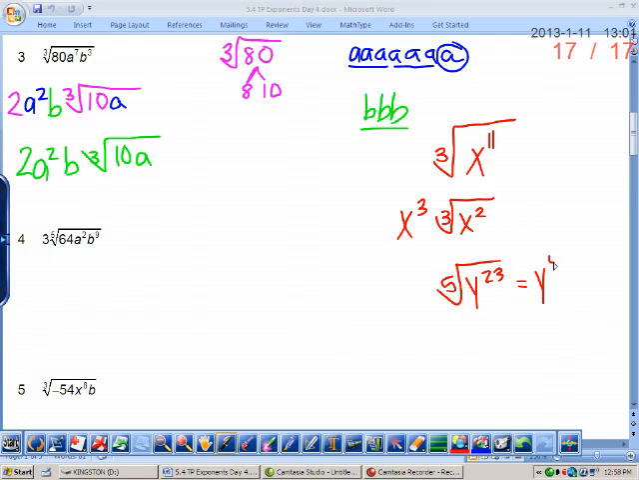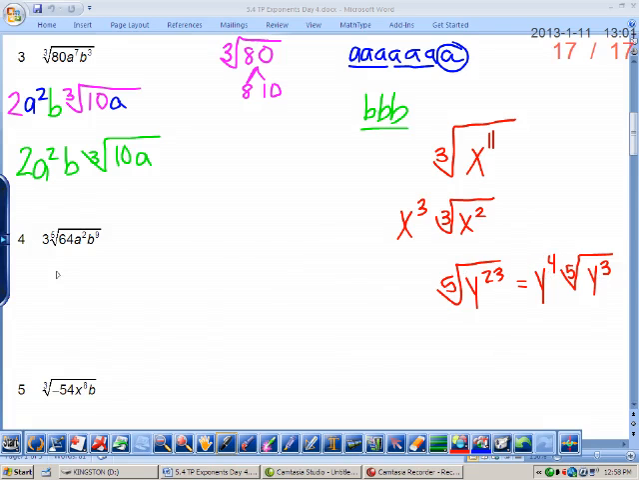Y to the 4th. Y cubed. What's the rule to get that again? So you divide the power by your index, and that whole number is what you take out, y to the 4th. It goes in evenly, 5 goes evenly into 23 4 times. Then the remainder, what's left over, is 3, so that's what's left under the radical.